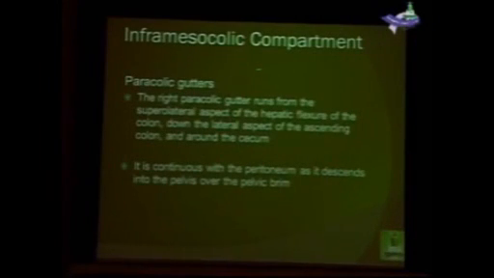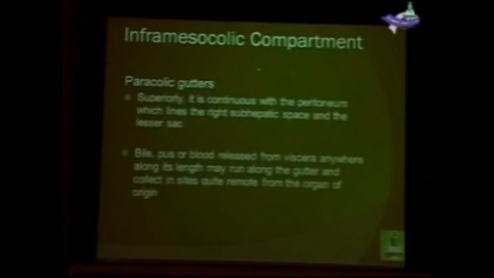The right paracolic gutter runs from the supralateral aspect of the hepatic flexure of the colon down the lateral aspect of the ascending colon and around the cecum, and it continues with the peritoneum as it descends into the pelvis over the pelvic rim. So fluid can travel easily from that side down into the pelvis. Superiorly, the right paracolic gutter is continuous with the peritoneum, which lines the right subhepatic space and the lesser sac.